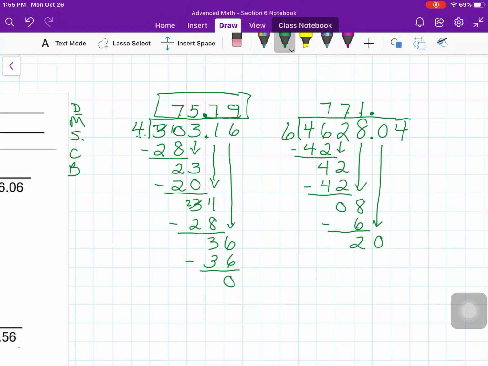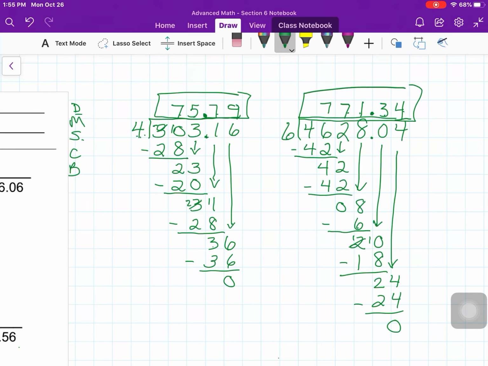Bring down the 0. 6 goes into 20 3 times. 3 times 6 is 18. Subtract to get 2. Check to make sure it's smaller than 6. And our final number, bring down the 4. 6 goes into 24 4 times. 4 times 6 is 24. Subtract, and you end up with 0. The answer is 771 and 34 hundredths.